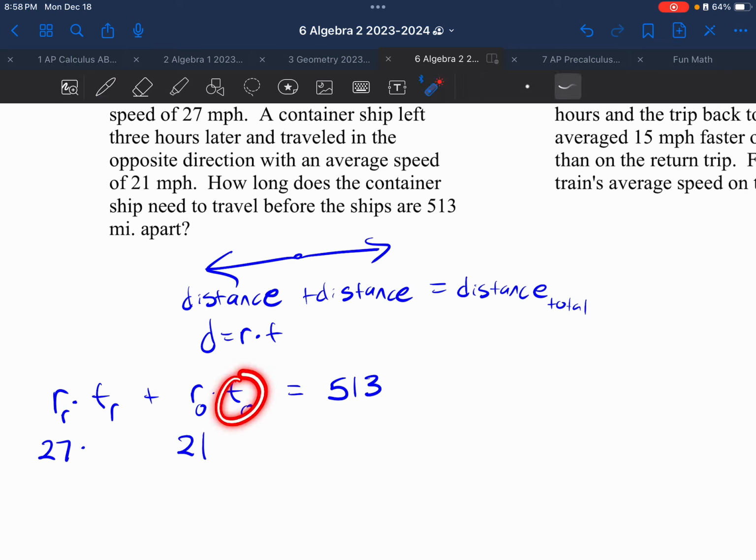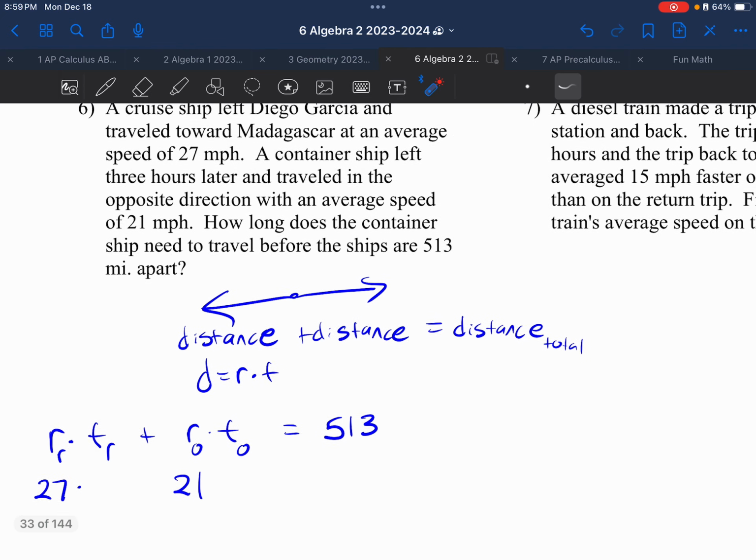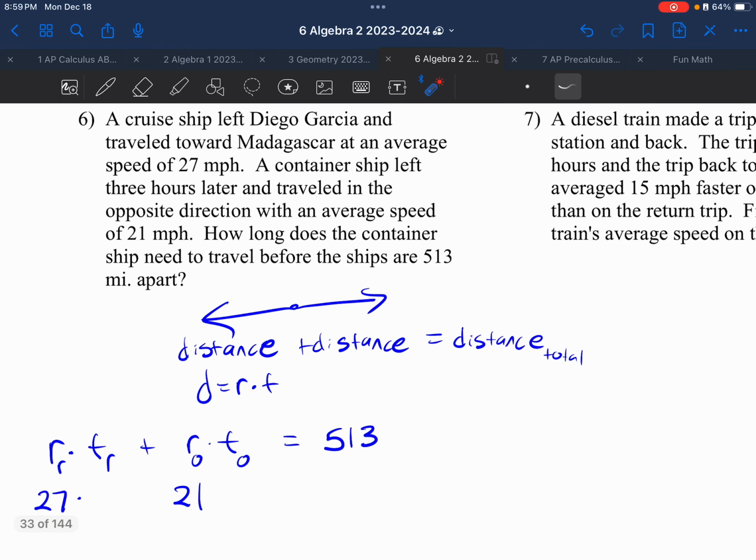Do we have times for either one of these? When I look back at this problem, I see that there's not really any specific time. There's this line that says a container ship left 3 hours later, and that's it. So I essentially have 2 variables that I need to solve for. Whenever you have 2 variables that are unsolved for, you need 2 equations. So I'm going to go ahead and set up my second equation over here in a different color, maybe in black.